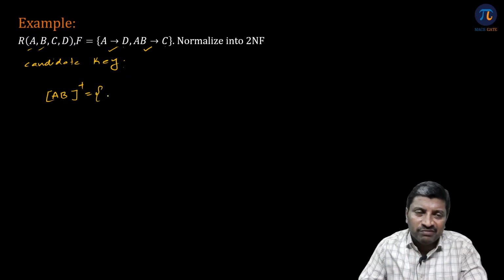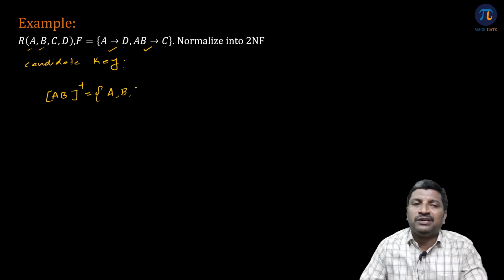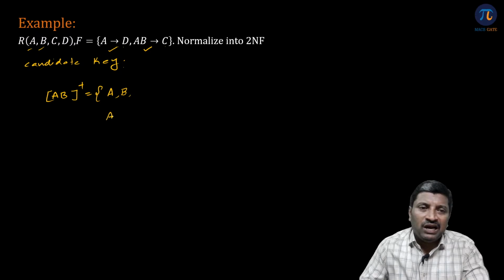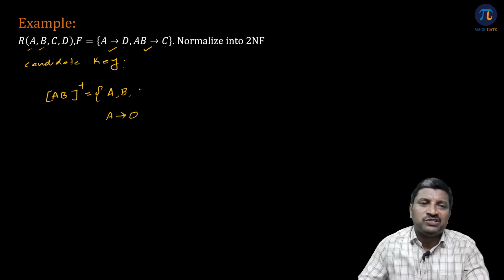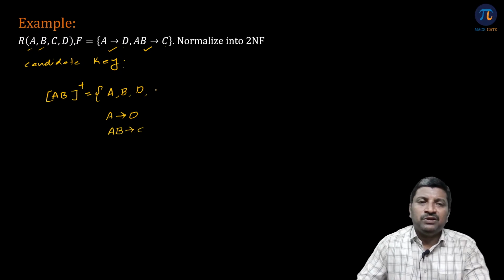Now, what is the closure of AB, sir? With the A, I can get A. With the B, I can get B. Anything else? I have a functional dependency A implies D, so I can have D. We have a functional dependency AB implies C, so I can get this one. So, we got all attributes.